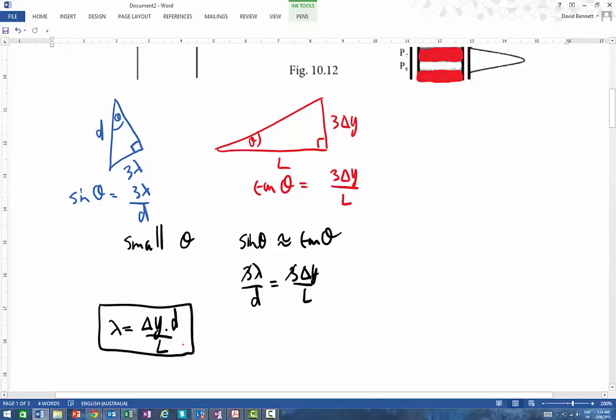That will allow us to work out the wavelength of the light source if we can measure the bandwidth and the slit separation, and we know the distance from the slits to the screen that we're going to be detecting. We can also rearrange this and say that delta y, the bandwidth, is equal to lambda L all over D. So that's another form of that.